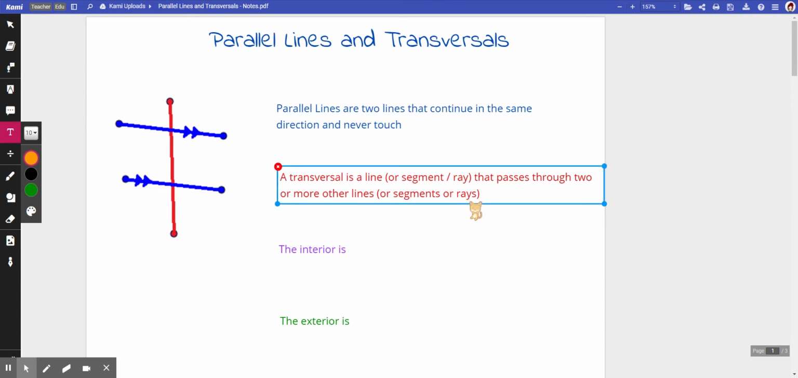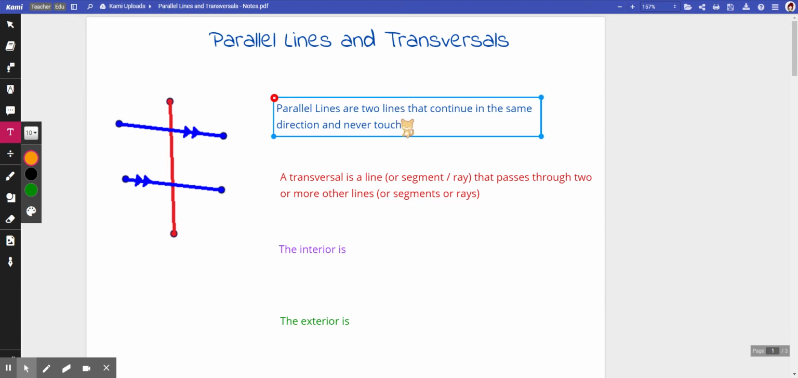Now, I said segments and rays in this definition and not in this one because it's important to remember that segments are only parallel if you continued the lines and the lines would remain parallel. Just because two segments aren't touching each other where they're pictured doesn't mean that they're parallel. You have to be able to extend them and know that they will never, ever, ever touch each other.